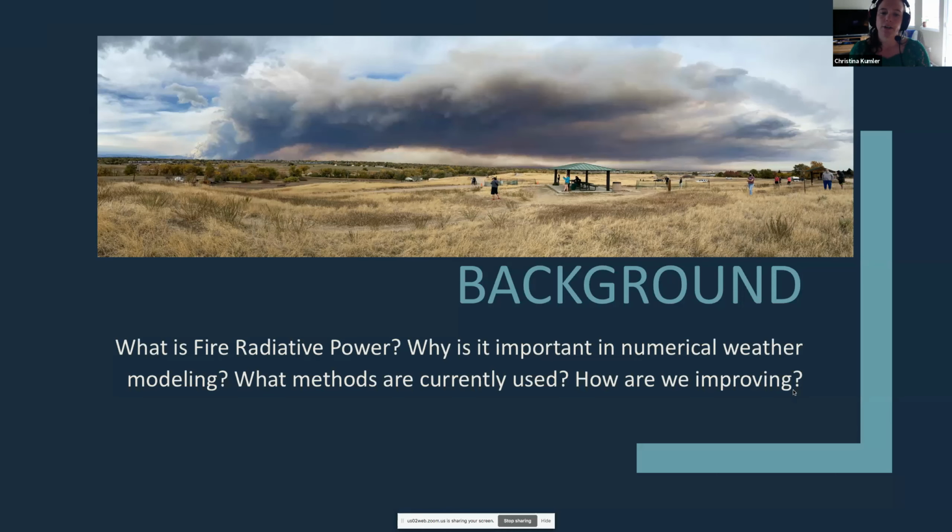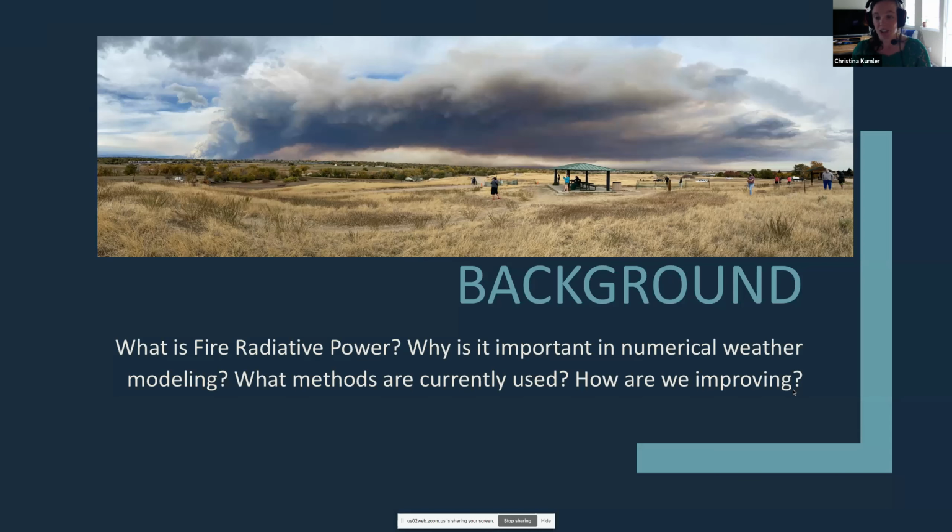So to begin with, the background. What is fire radiative power? Why is it important to numerical weather modeling? What models are currently being used to look at FRP? And how do we think we can improve these models?